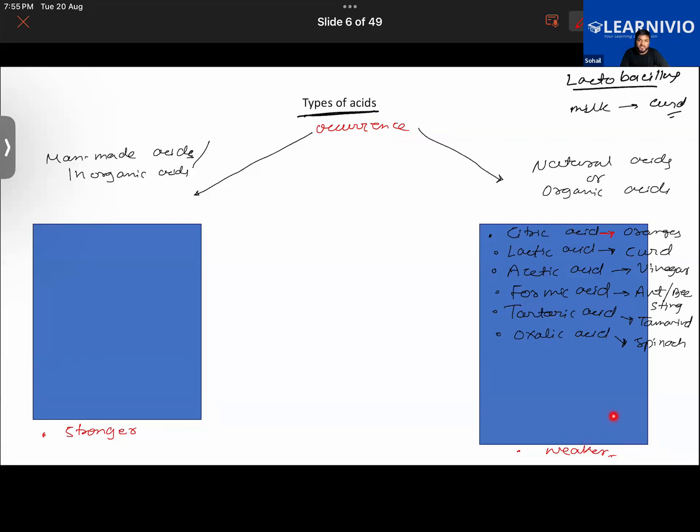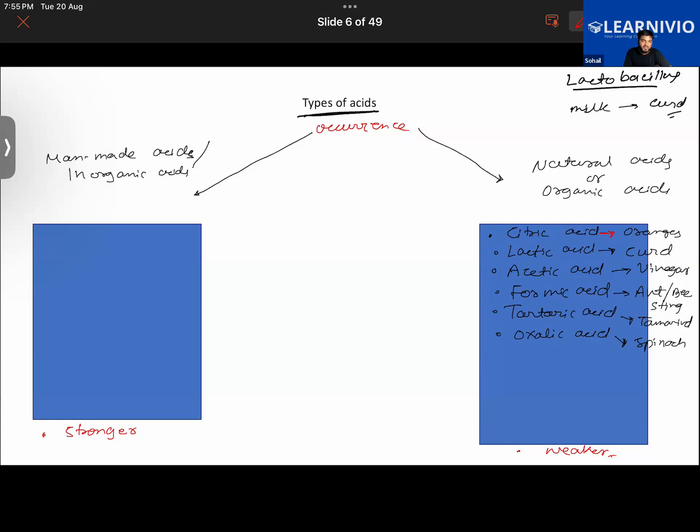Like if you try to dissolve some metals in them, the metals will not dissolve in them very easily. Getting it, guys? It will not be that much corrosive in nature. Like if oxalic acid falls on our skin, it will not burn the skin. That is one thing. So they are weaker in nature.